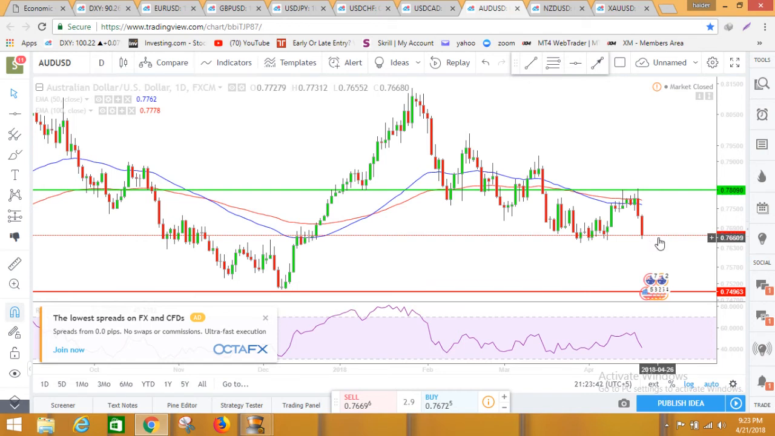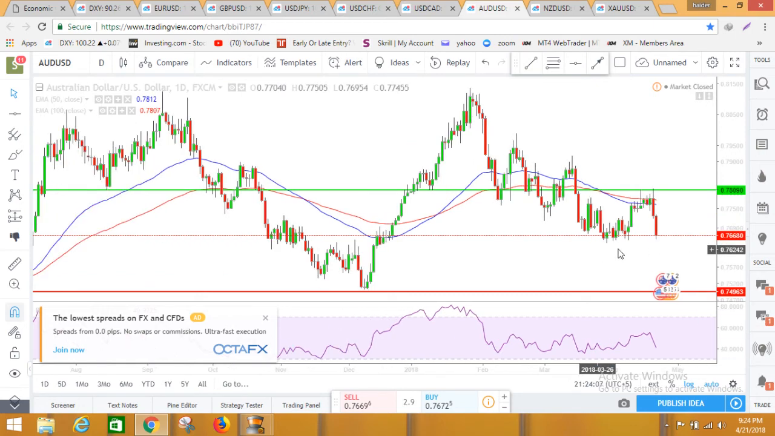If it succeeds to break, then it's heading to 0.7496 and below. But in my view it might go up a little bit on 1 hour time frame, may try to reach around 0.7720 or a bit above, and then drop again.